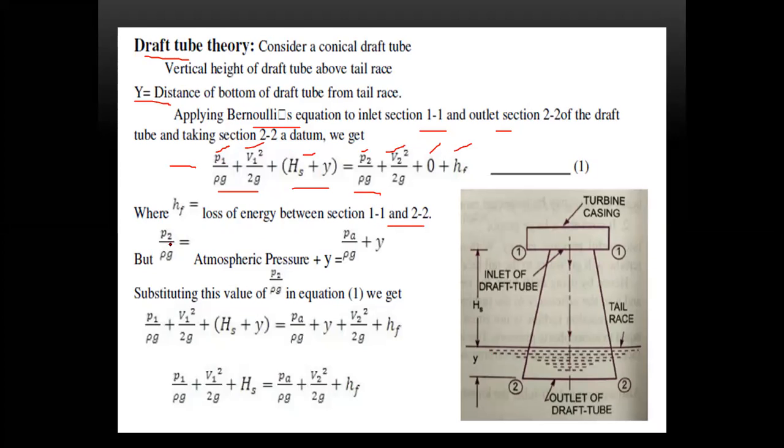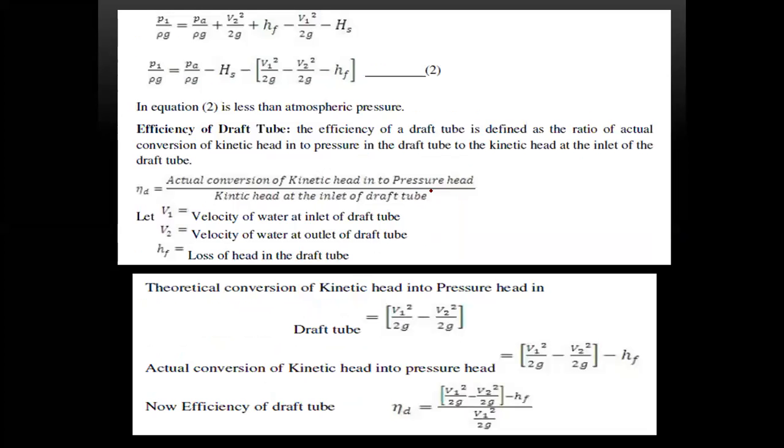But the pressure energy, atmospheric pressure plus y, is equal to PA by rho g plus y. Substituting the values in equation 1, after deriving, we'll get this equation. So finally, this will be the equation.